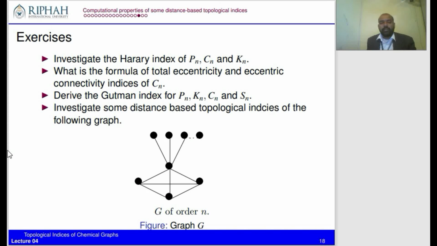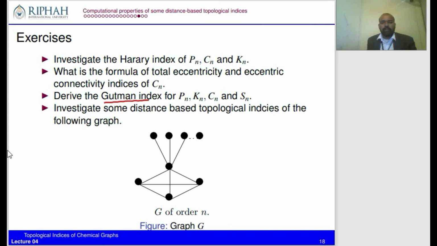Derive the Gutman index, which is another degree distance based topological index. Find the formula of the Gutman index from Google, and investigate path, complete, and other graphs. Of course in the Gutman index you will see that both degree and distance are used. The last question is open. Choose any 2, 3, 4, 5 distance based topological indices, and find these indices for the given graph. Here the graph is of order n.